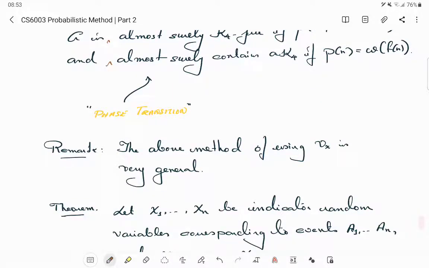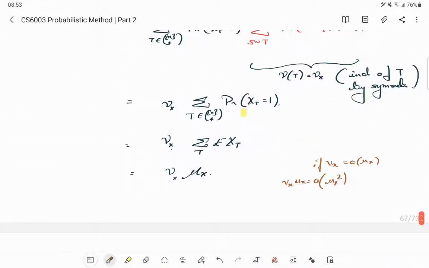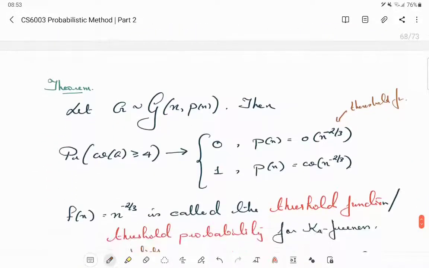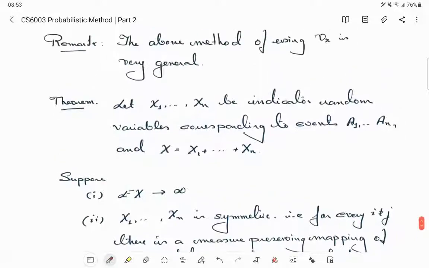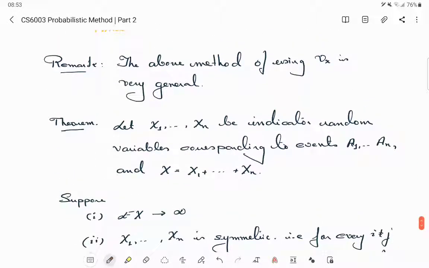And this above method of using this nu x, using the symmetry, first of all converting it into a conditional probability sum and then using the symmetry and extracting out, is very general, so that Alon and Spencer actually put it down as a corollary. Okay, I put it down as a theorem. I don't know why.